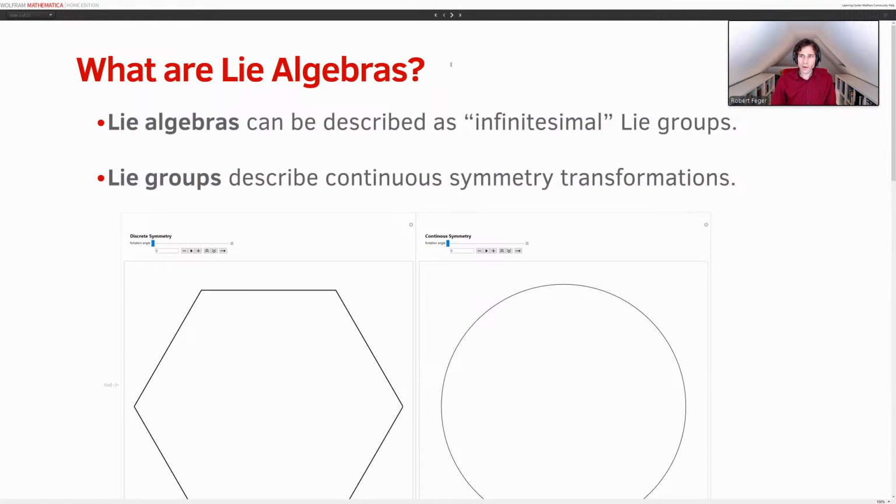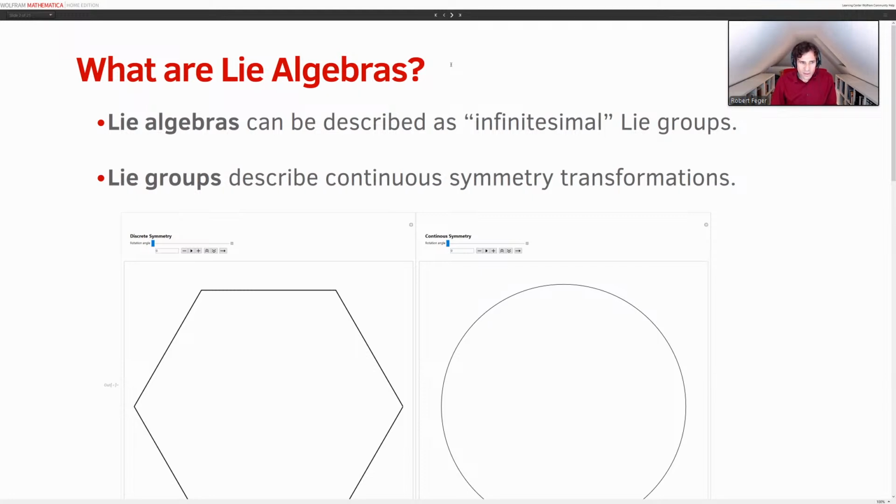So let me give you a bit of theory about Lie algebras, and I will use LieART later on to demonstrate what it can all do. So what are Lie algebras? Lie algebras can be described as infinitesimal Lie groups.